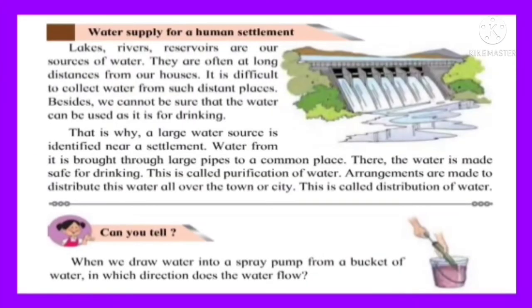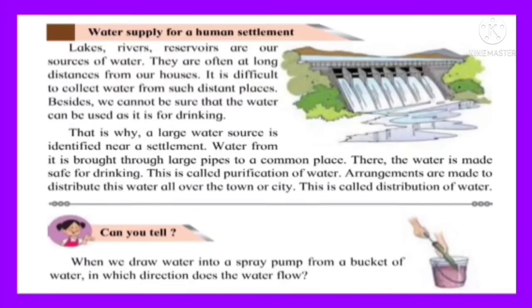Water supply for a human settlement. Now, my dear children, we always see that settlements, that is, people stay or live in places where there are water sources. Even in the previous lesson, we saw that the tiger would see whether there is a water hole, and it used to live near the water hole, right? So human beings are also likewise. They see if there is a water source, then they will live in that place.